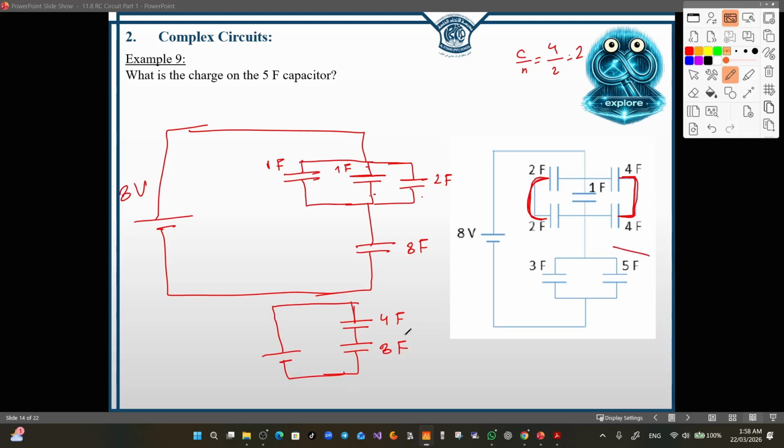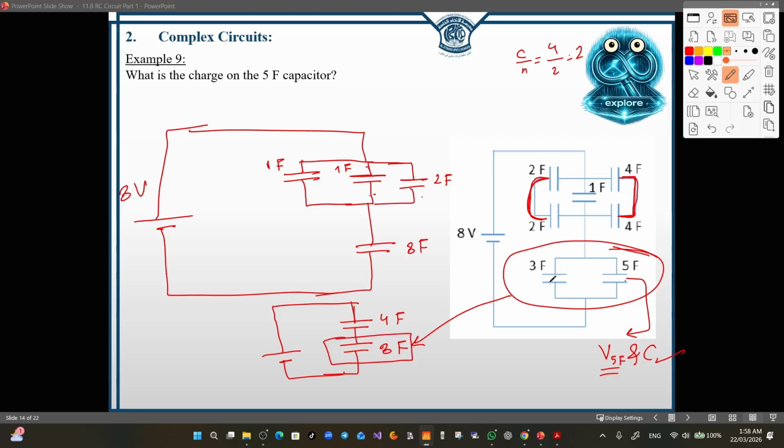Now remember, the 8 farad is related to this set, and I need the 8 farad to find how much charge will be held in the 5 farad capacitor. To find the charge, you just need to know the potential and the capacitance. So I need the potential of the 5 farad and the capacitance. We already have the capacitance. We just need the potential difference across the 5 farad, which is equal to the same potential difference across the 8 farad, because in parallel, the same potential difference will be across the set as well as the equivalent.